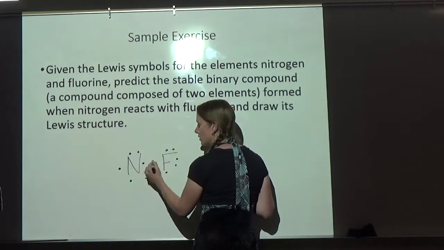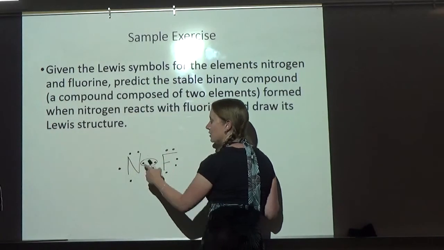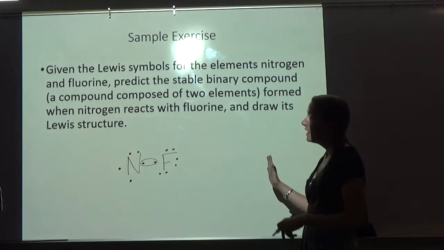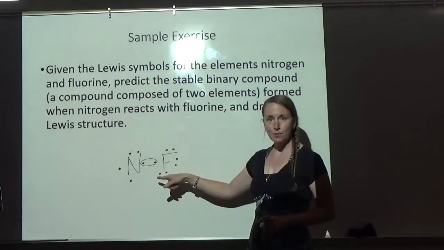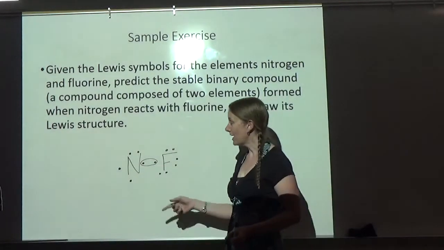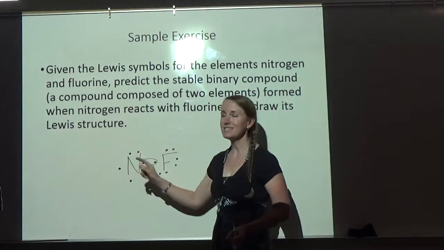So when fluorine comes to nitrogen, they will share a pair of electrons. They're going to share these, and so this would then become a bond, which I'll draw over here in a second. Now fluorine is stable, because see, it has 2, 4, 6, 8. But nitrogen is still not. It has 2, 4, 5, 6.